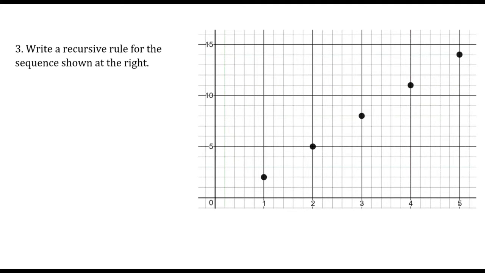Number 3, write a recursive rule for the sequence shown at the right. Remember, when we graph sequences, it's just a set of points because it's a discrete function whose domain is just 1, 2, 3, 4, 5. Maybe you don't like working with the picture, so the first term is 2. The next term is 5. The next term is 8. The next term better be 11. This is an arithmetic sequence because this is a linear function. Linear functions go with arithmetic sequences. Take a minute and think about what type of function goes with a geometric sequence. Hopefully you know what that answer is.